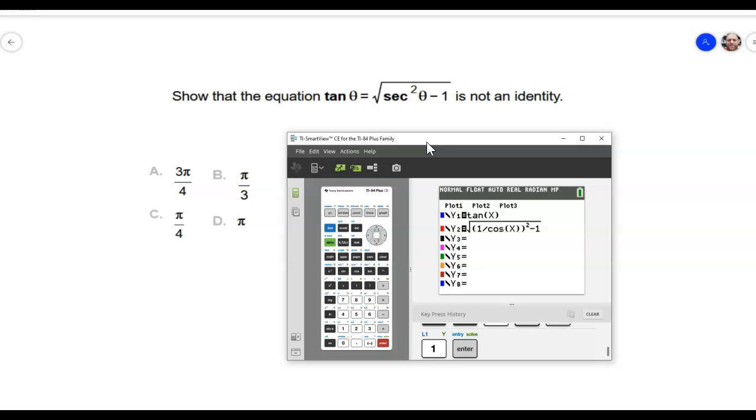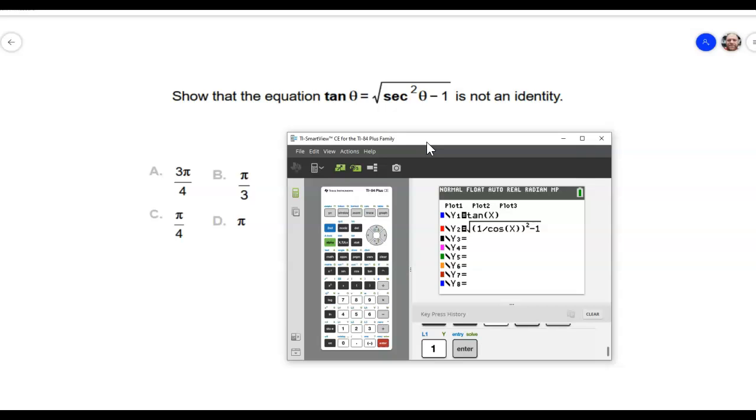If we check a bunch of different values and they're the same for each one of those values, chances are it's an identity, and then we can go through the process of proving that it's an identity. If we can find a value where it's not the same, then that one value proves that it is not an identity.